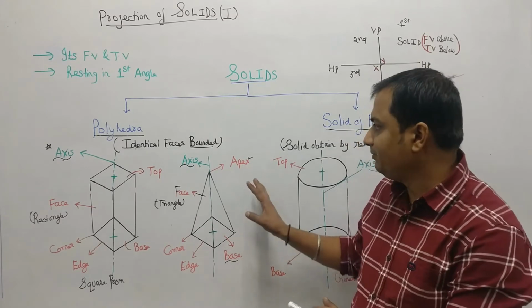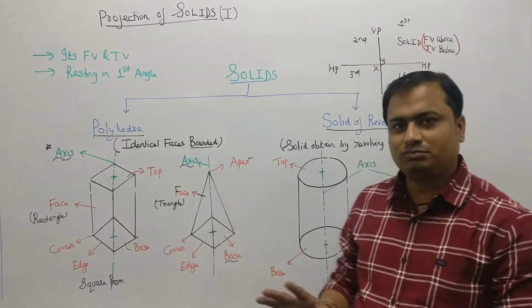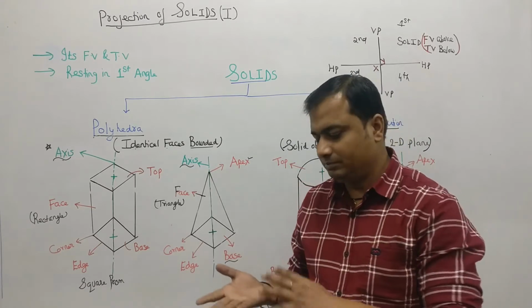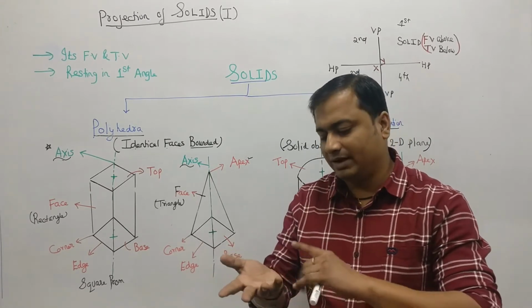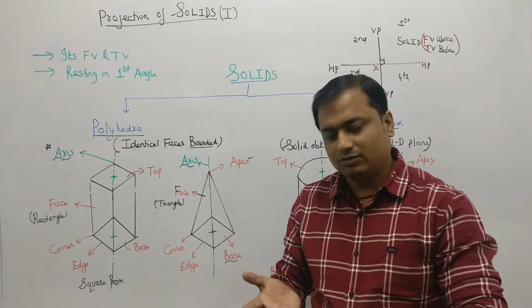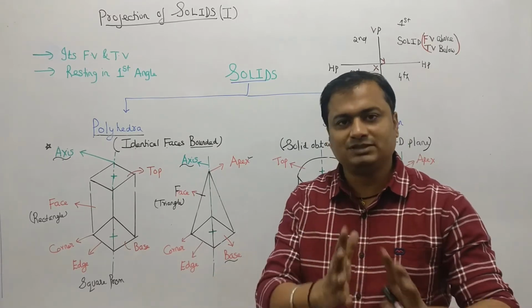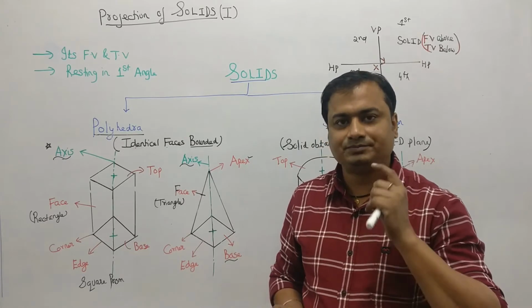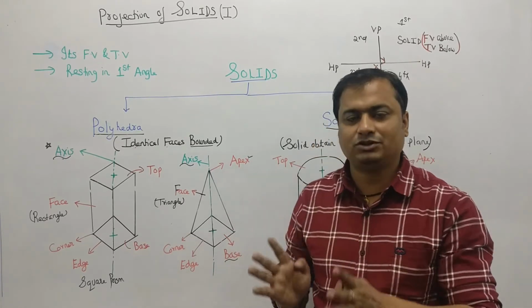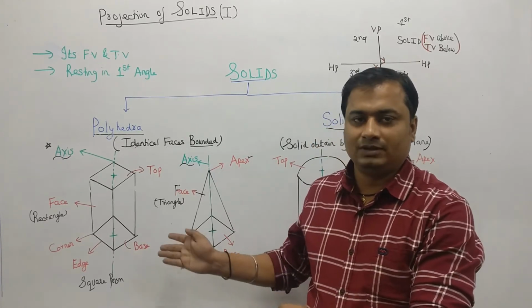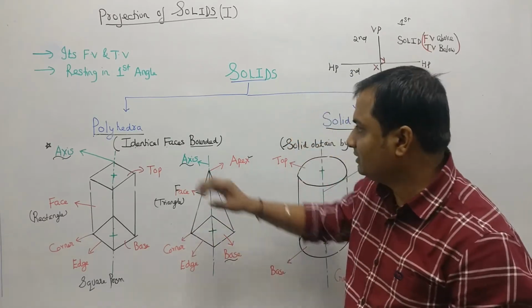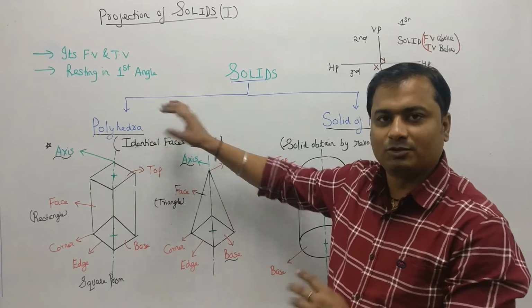Okay, so this is my prism and this is my pyramid. So there should be a clear picture in your mind about prism and pyramid, whether it is a pentagonal prism, pentagonal pyramid, hexagonal prism or hexagonal pyramid. You should be very careful and have a clear picture of these types of prism and types of pyramid, which can be of any shape. Now these are called polyhedra.